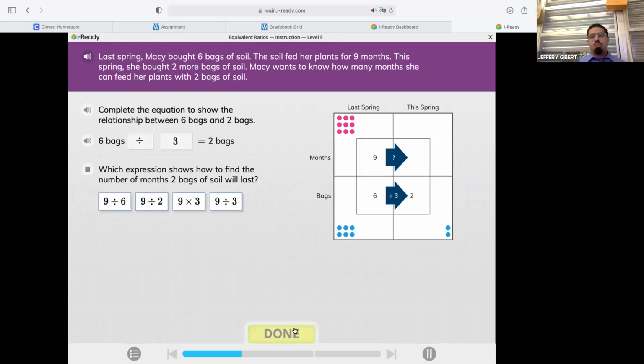Which expression shows how to find the number of months 2 bags of soil will last? All right, so if you did 6 divided by 3 on the bottom to get your new number, Petit, what do you think you got to do up here to get the new number? Are you going to divide? Yeah, divide by 3. That's correct. You do the exact same thing. So 9 divided by 3.